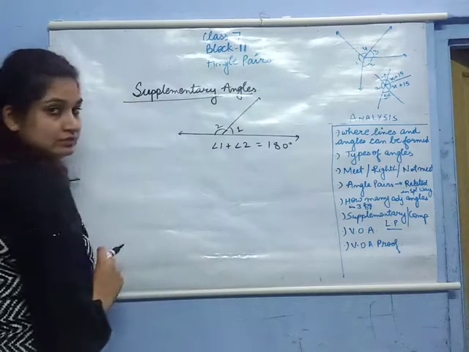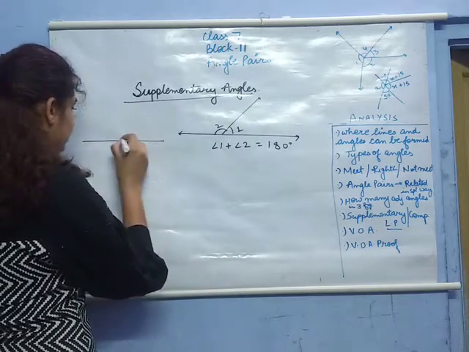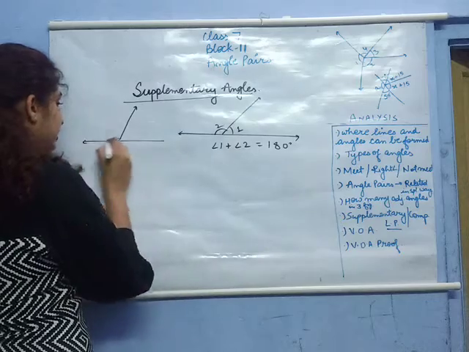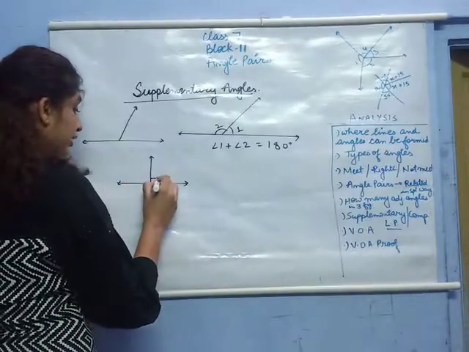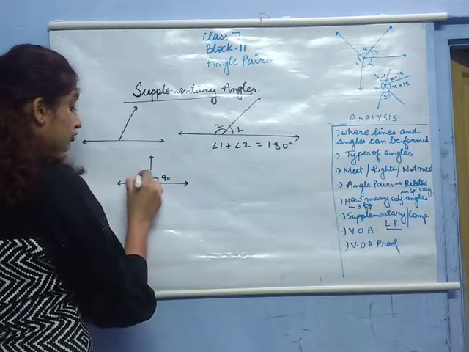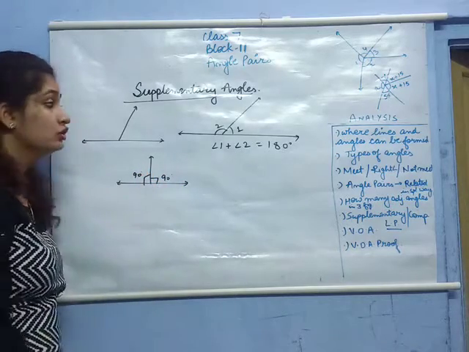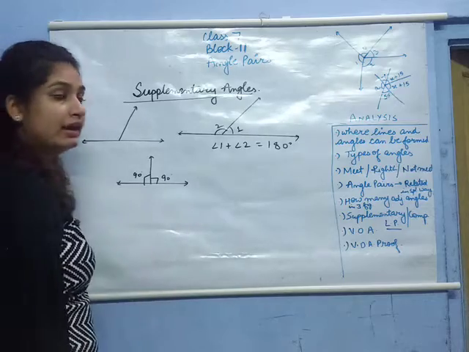Supplementary angles. Now, this can be an example of a supplementary pair. A special case is when both of the angles are 90 degrees. Right? So these are also supplementary angles.